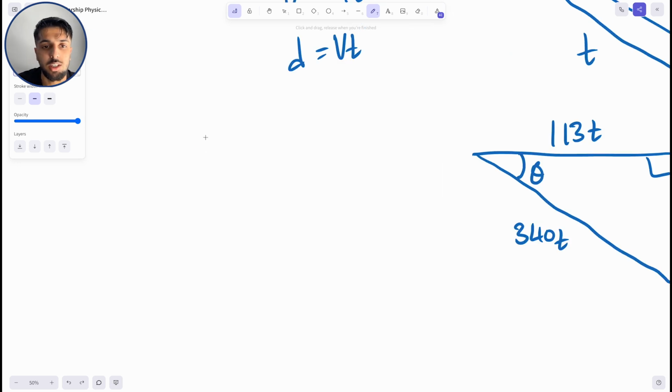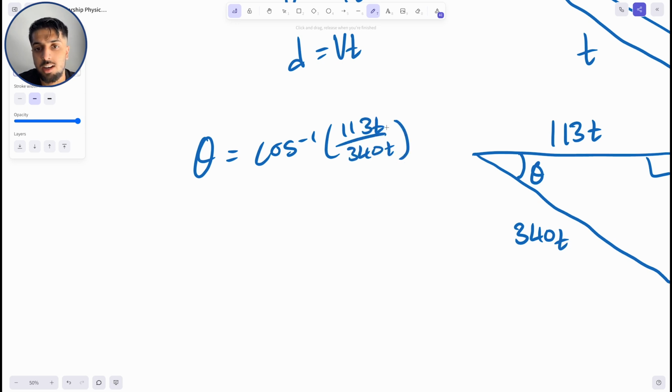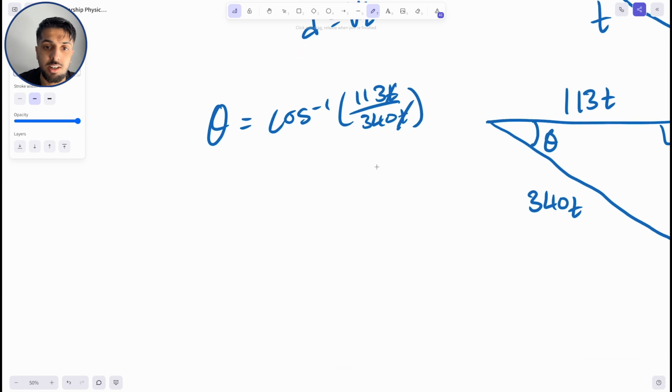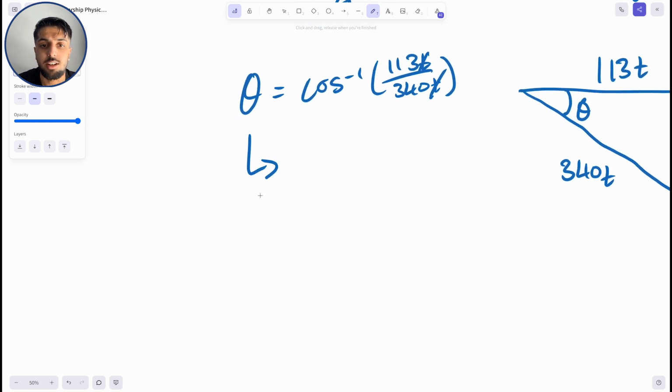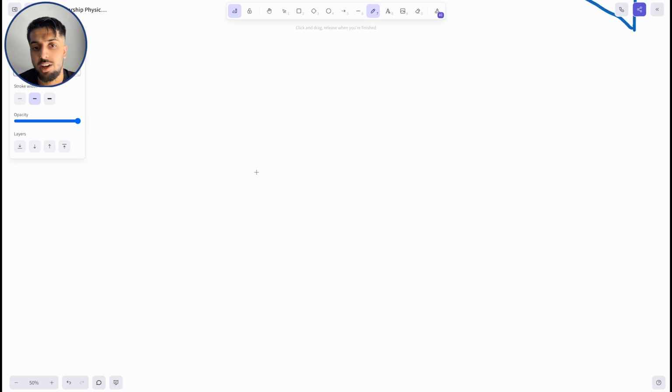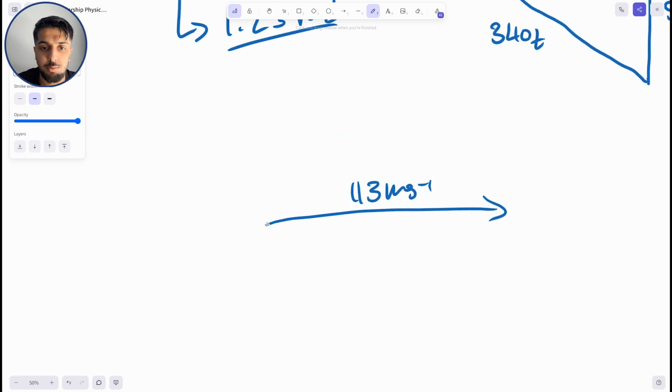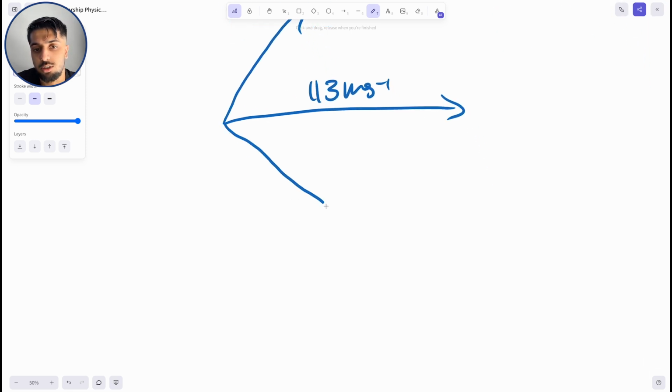So using our trig, we get theta is equal to cos inverse of 113t all over 340t. Now as we have t on the top and bottom, we can cancel those out, and we get our angle as 1.23 radians. So now we take the components of the plane's velocity, which is 113 meters per second: the upwards component like so, and the downwards component.